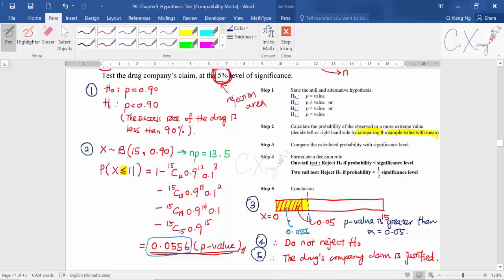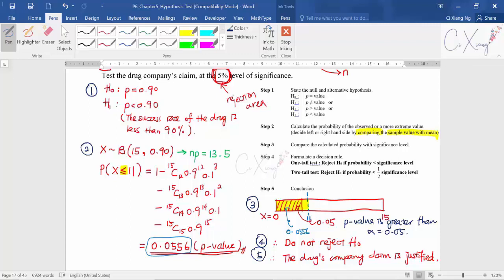So this is what we have for our one-tail test, left-hand side, for binomial distribution. Again, we are testing on the population proportion. This is example 13. I want you to try example 14 on your own, then later you double check the answer in the PDF file that I will upload later.